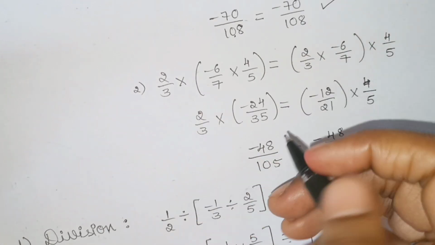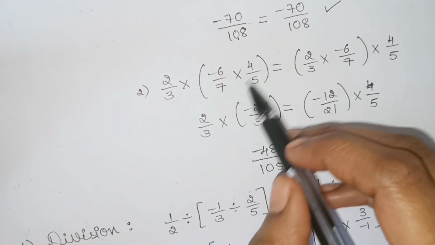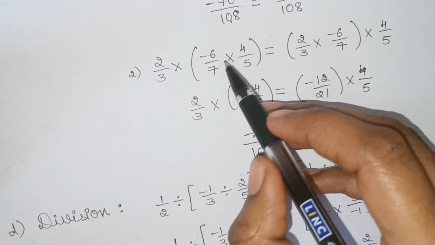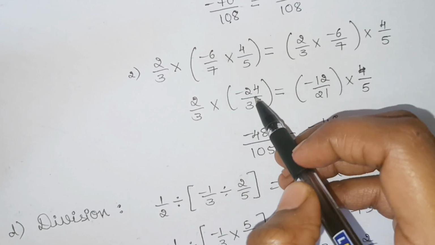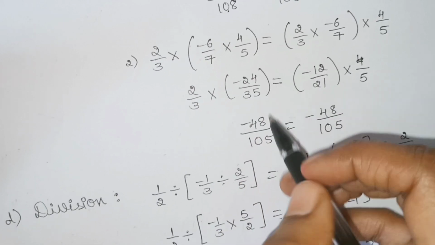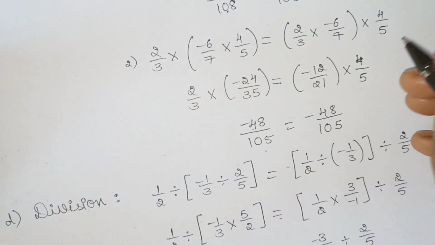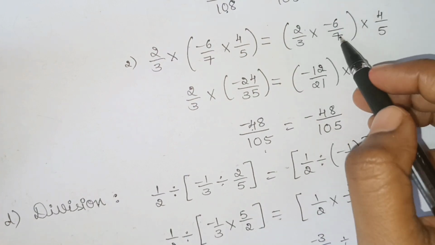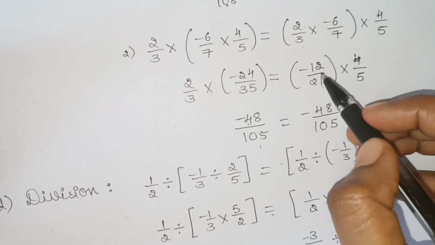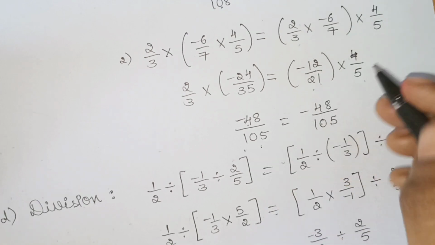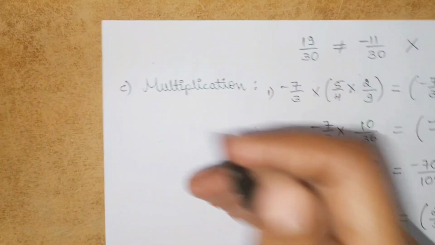Let's see another example. 2 by 3, minus 6 by 7 and 4 by 5. Here let's solve this. 2 by 3 is kept as it is. Minus into plus is minus. 6 4s are 24, 7 5s are 35. So 2 by 3 into minus 24 by 35 is minus 48 by 105. In the RHS, 6 2s are 12, minus into plus is minus, 7 3s are 21 into 4 by 5. 12 4s are 48 and 21 into 5 is 105. So LHS and RHS are equal. So we can conclude that multiplication is associative.